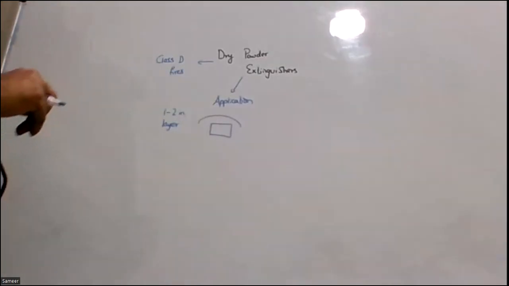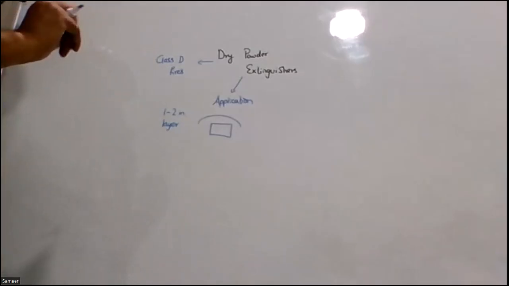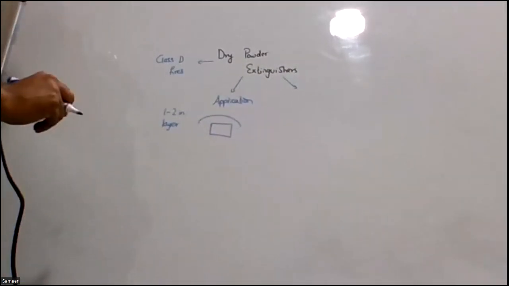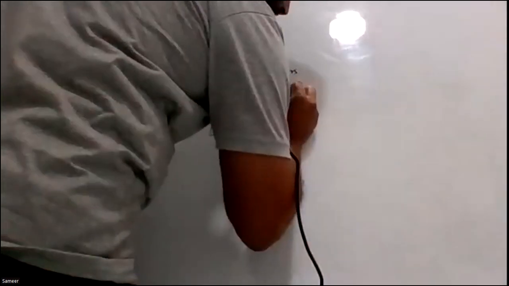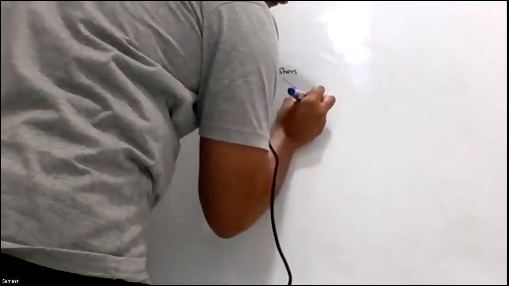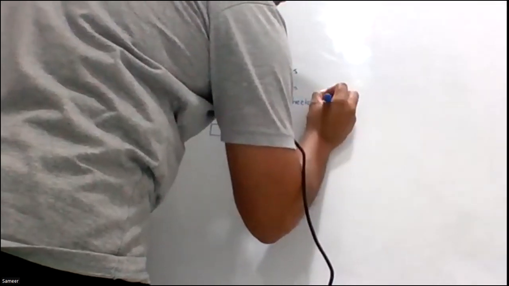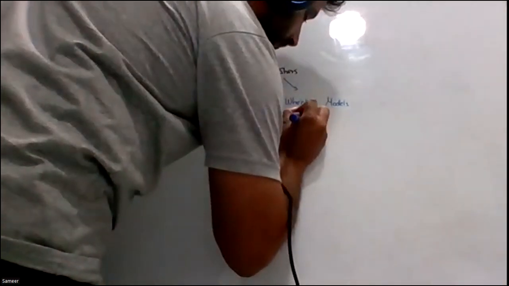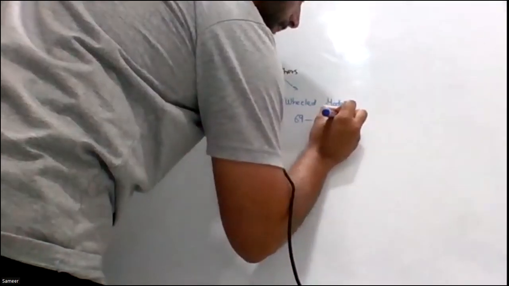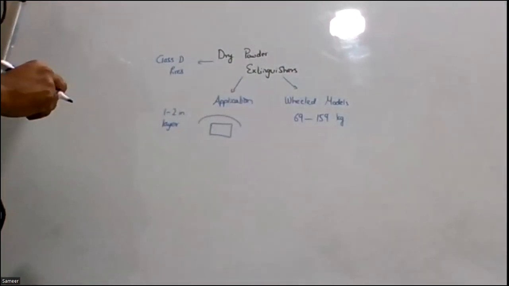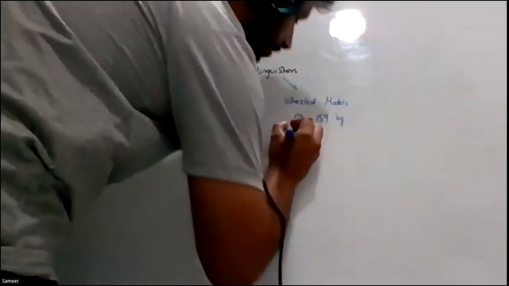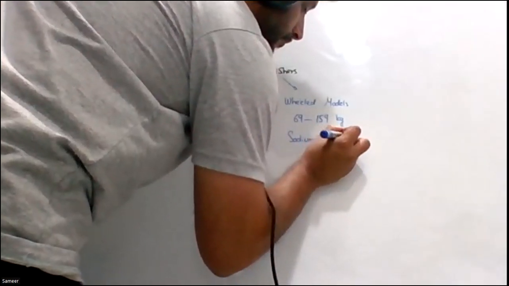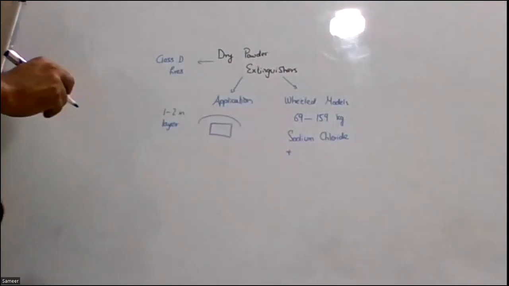Then comes the composition of the dry powders. Dry powder comes in various compositions. One of the compositions is the wheeled models. The wheeled models go from 69 kg to 159 kg of dry powder, and the chemical composition is sodium chloride plus any type of thermoplastic material.